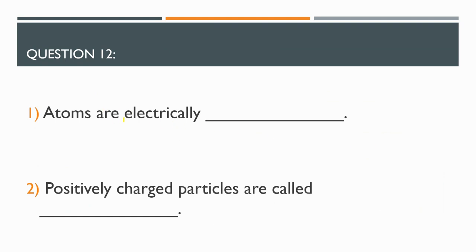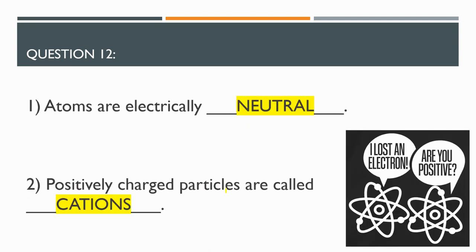So remember, anytime you call it an atom, doesn't matter what it is, carbon atom, sodium atom, oxygen atom, the protons and electrons are the same, and therefore they are neutral. If it's a positively charged particle, or ion, it is known as a cation. A negatively charged particle would be an anion.